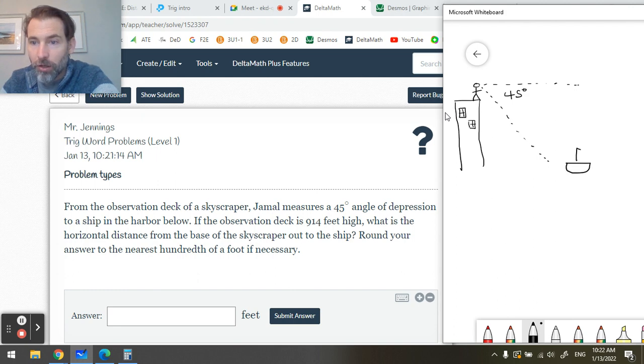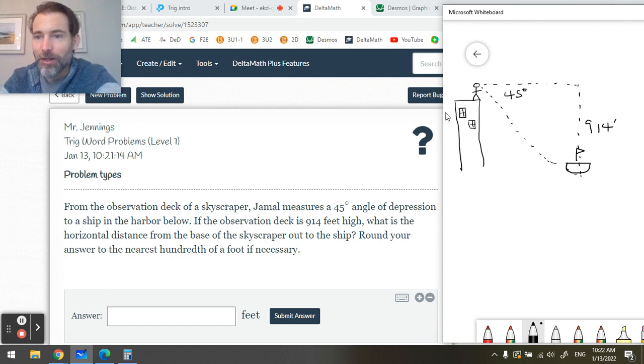with a triangle on top like that. So that's a ship. Okay. Now we know that the observation deck is 914 feet high. So we can draw this triangle here. Okay. This is 914 feet. And because DeltaMath is American, we're working in feet instead of meters.